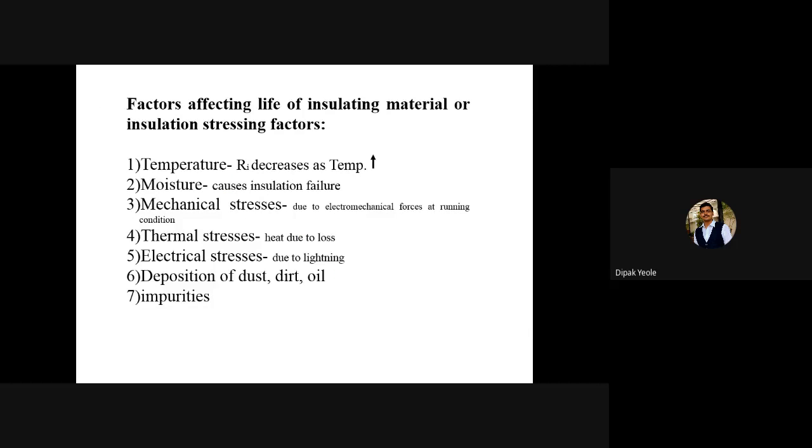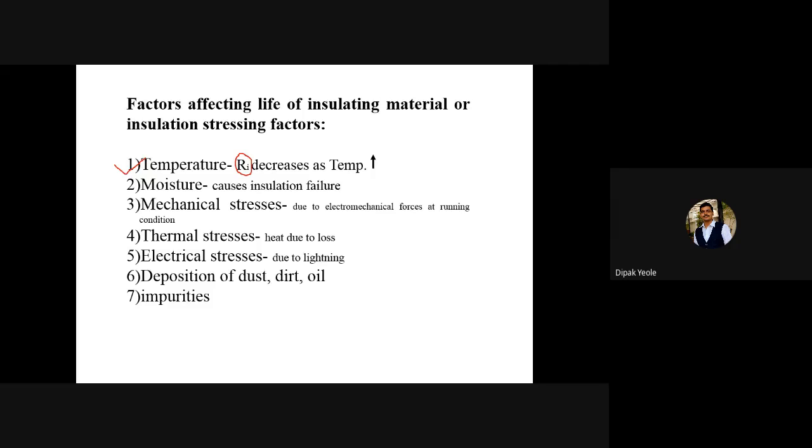Now what are the factors affecting the life of insulating material, or the insulation stressing factors? The factors, or you can say causes, which we have seen earlier are mentioned over here, and we are interested in the effect of each factor on that particular insulating material. So let's say, what is the effect of temperature? One can say the insulation resistance decreases as the temperature increases. So there is an inverse relation between these.